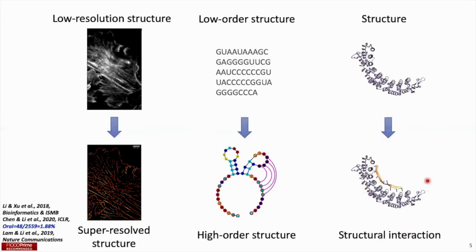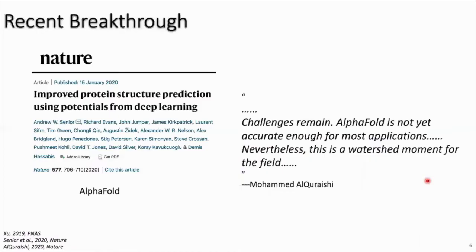So in fact, it's very promising to use deep learning to resolve those tasks. Recently, there has been a breakthrough in this field. Based on deep learning, Google has proposed AlphaFold, which can predict the protein 3D structure based on the protein sequence. It performed impressively in the CASP13 competition, and it's considered a watershed moment for this field.